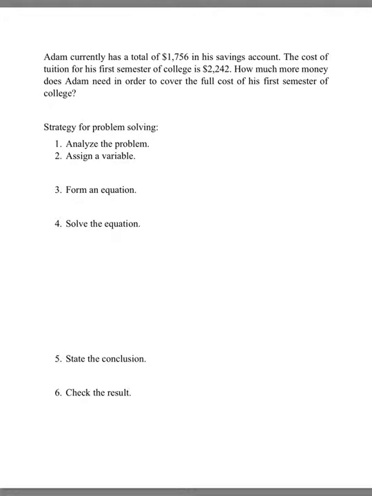Let us begin by reading the word problem out loud. Adam currently has a total of $1,756 in his savings account. The cost of tuition for his first semester of college is $2,242. How much more money does Adam need in order to cover the full cost of his first semester of college?